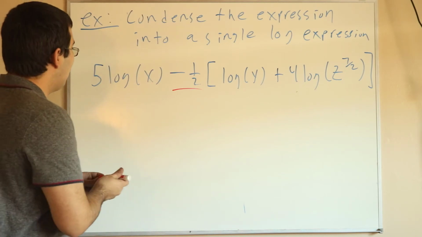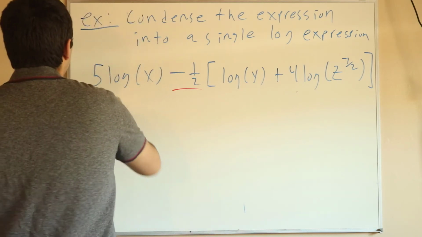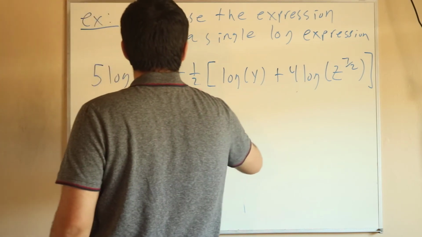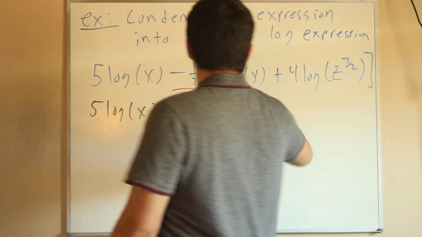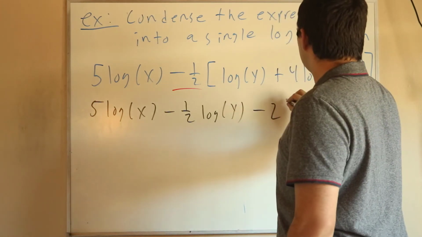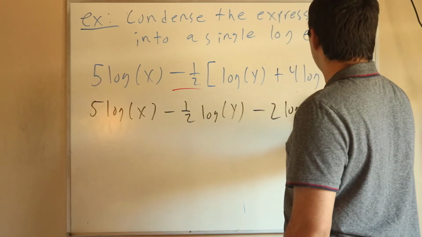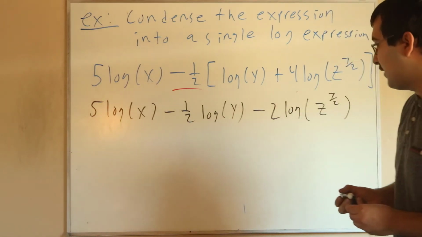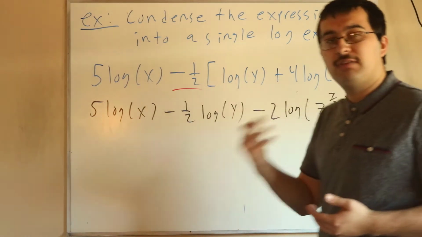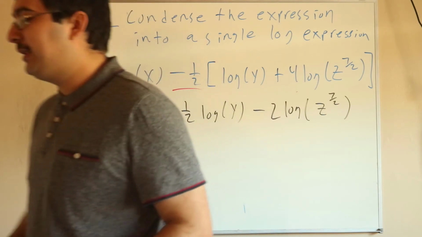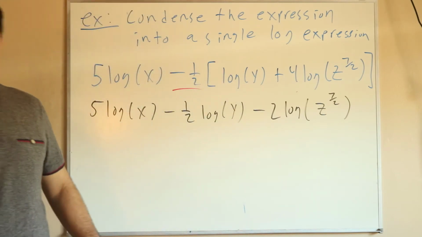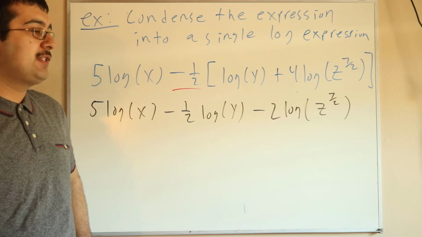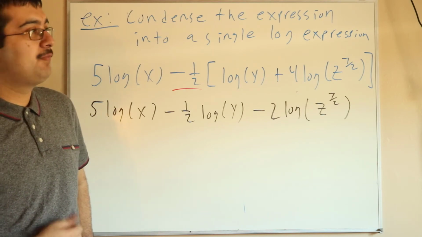So distributing that minus 1/2, I'm going to end up with 5 log of x minus 1/2 log of y minus 2 times log of z to the 7/2 power. Alright, so now I only have the log values. So let's start working with these. Going to need to start applying those log properties. So I want to convert this into a single log expression.